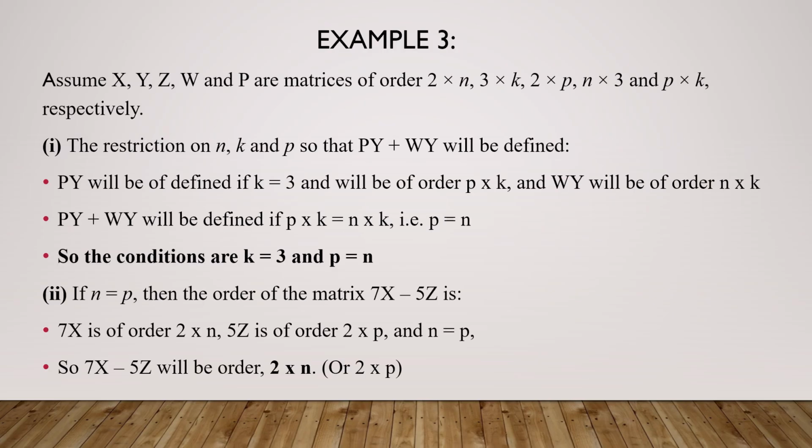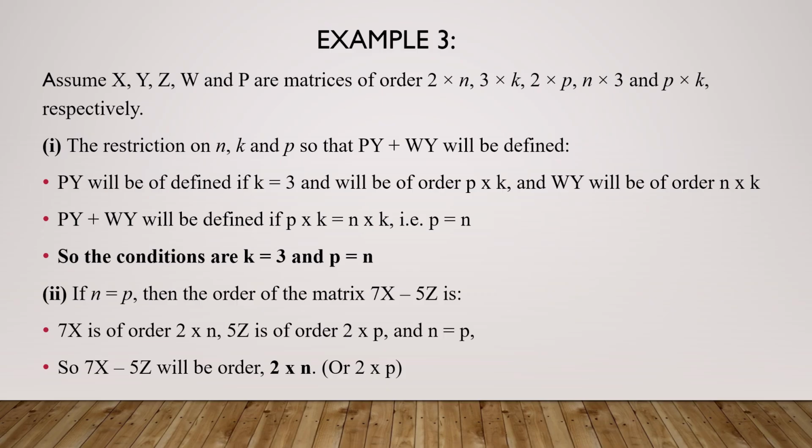Example 3, it is a conceptual question. Suppose you are having 5 different matrices of the given order. Then the first case is you want the restriction on n, k and p so that PY plus WY will be defined. Now see, first term is P into Y. That means matrix P into matrix Y. When can you multiply two matrices? When the column of the first matrix and the row of the second matrix will be the same. I mean the number of columns of the first matrix and number of rows of the second matrix will be the same.